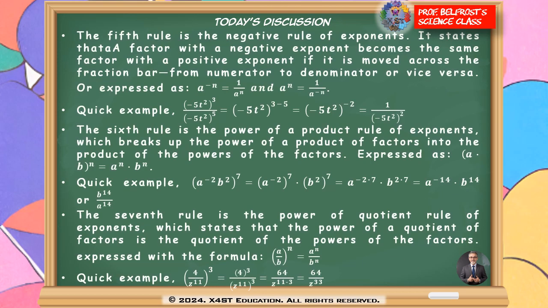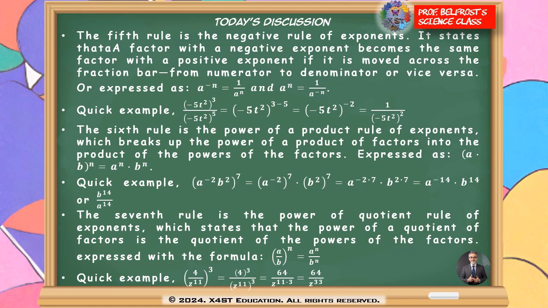The fifth rule now. The fifth rule is the negative rule of exponents. It states that a factor with a negative exponent becomes the same factor with a positive exponent if it is moved across the fraction bar from numerator to denominator or vice versa. Expressed as a to the minus n equals 1 over a to the n, and a to the n equals 1 over a to the minus n. So quick example for you.